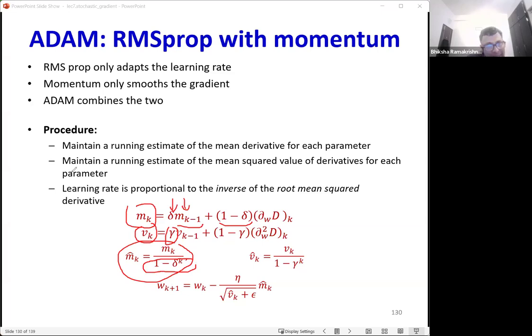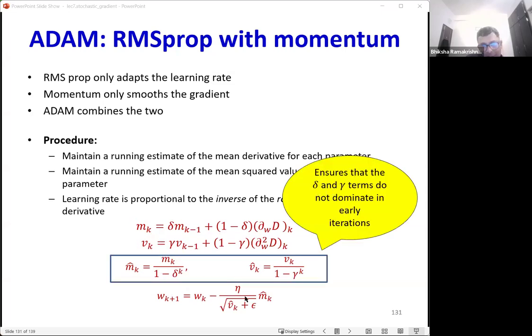What it does is it ensures that the delta and gamma terms do not dominate in the early iterations. And at higher iterations, as k becomes large, because both delta and gamma are less than 1, these will basically disappear and you end up with the simple vanilla update rules. Okay, so this is basically a hack. But Adam in general is just RMSProp plus momentum. That makes sense to everybody? Yes, no?